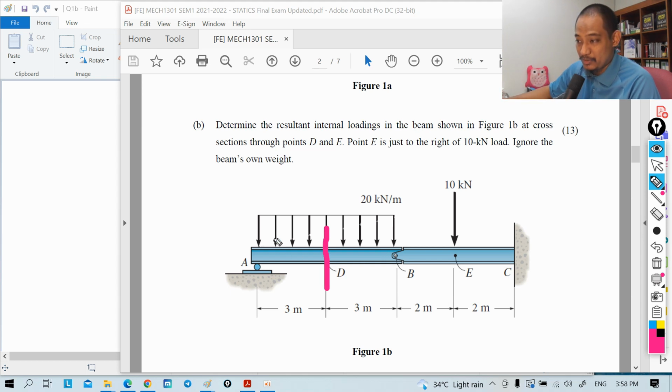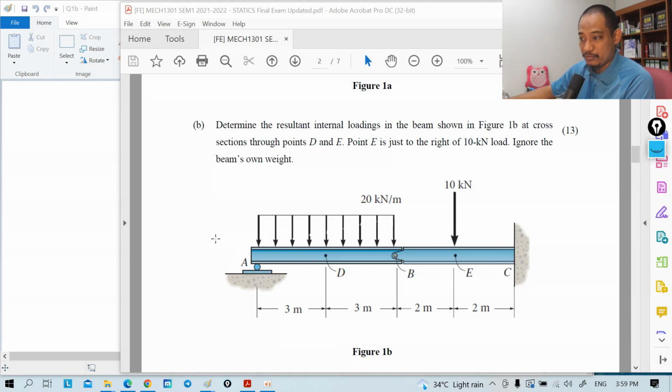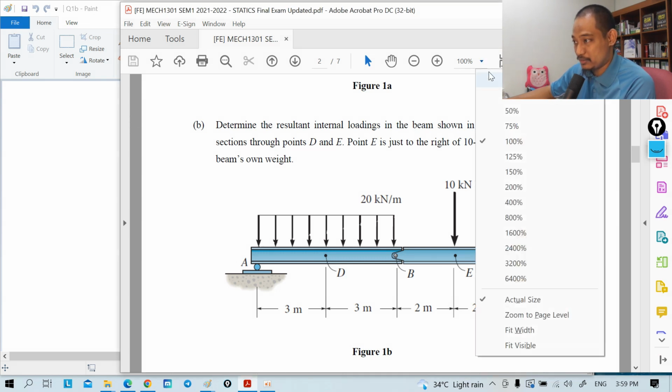If you cut here, you have to draw either this side or this side, right? And if you have to draw this side, you have to know this support action first. And if you want to draw on the right side, you have to know this support action first, right? Similarly, if you cut here, then if you want to draw to the right, you have to know the support action, and to the left you have to know the support action, right? So any which way, you have to find the support action first for this question. Alright, so let's go.